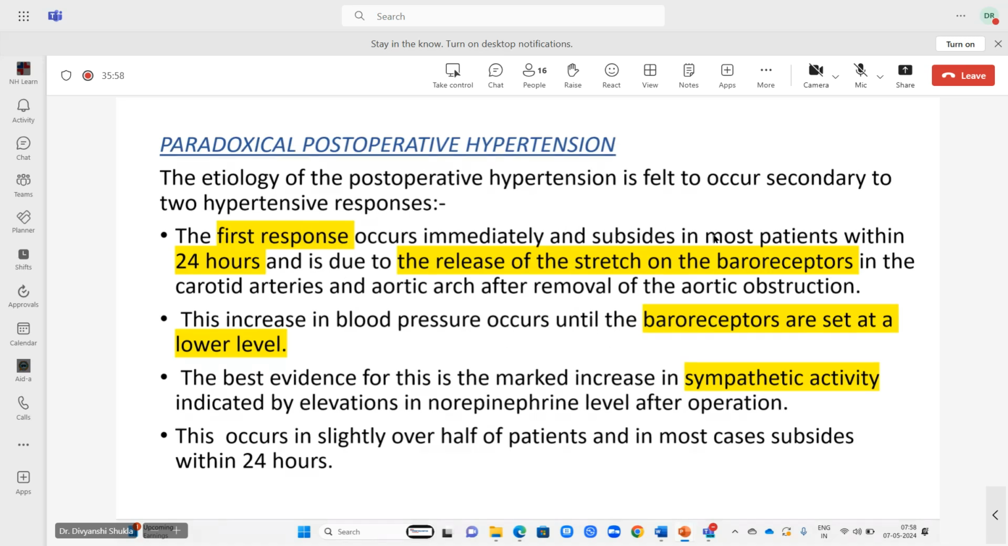Paradoxical postoperative hypertension. The etiology of the postoperative hypertension is felt to occur secondary to two hypertensive responses. The first response occurs immediately and subsides in most patients within 24 hours, and is due to the release of the stretch on the baroreceptors in the carotid artery and the aortic arch after removal of the aortic obstruction. This increase in blood pressure occurs until the baroreceptors are set at a lower level. The best evidence for this is the marked increase in sympathetic activity indicated by elevation in norepinephrine level after operation. This occurs in slightly over half of patients and in most cases subsides within 24 hours.